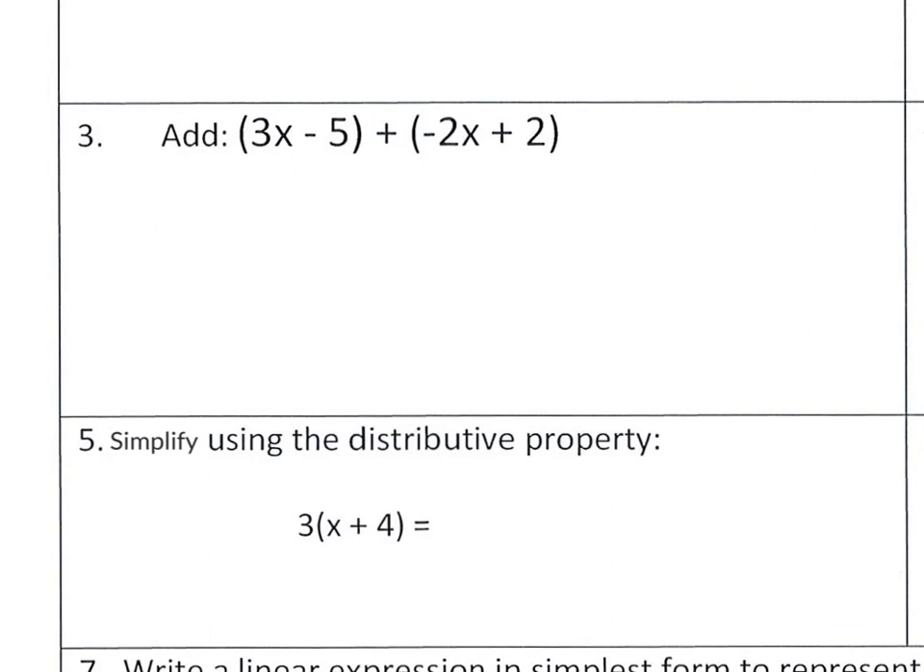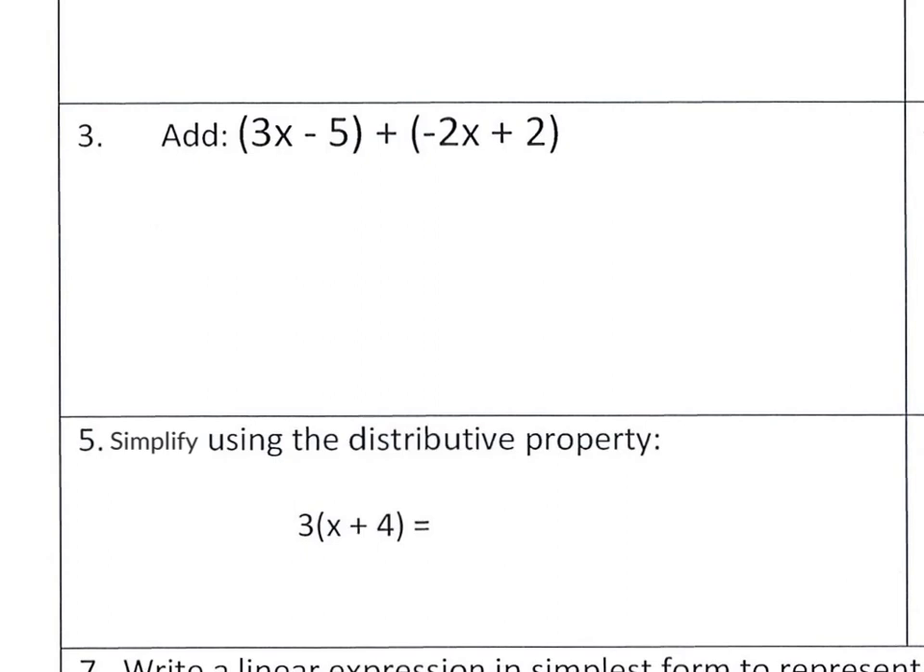Okay, so now when I look at number 3, the first thing I notice is there are parentheses. So I have to ask myself, do I need to multiply? Well, if I wanted, I could put a 1 in front here. This just means there's a 1, 3x minus 5. And this is plus, so that's really just another 1, negative 2x plus 2. So multiplying by a positive 1 does not change anything.